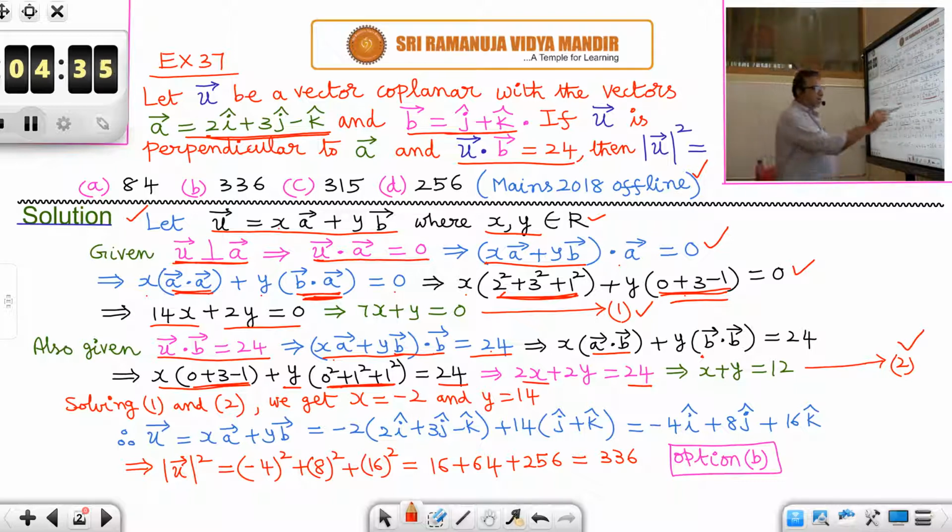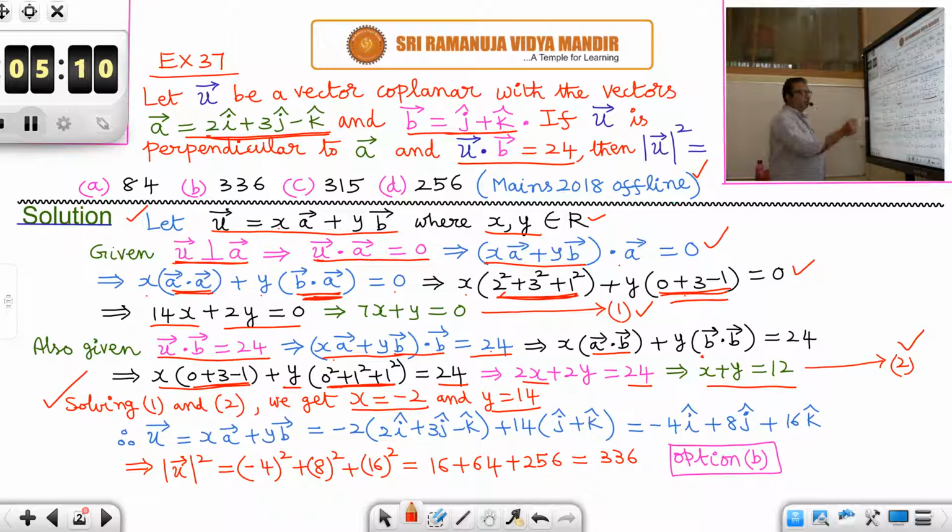Equation number 1 is 7x plus y is equal to 0. Equation number 2, x plus y is equal to 12. Therefore, you will get the values of x and y. Solving 1 and 2, first equation minus second equation will give you 6x is equal to minus 12, x is equal to minus 2. If you put x equal to minus 2 in the second equation, y is equal to 14. So x and y values we have obtained.